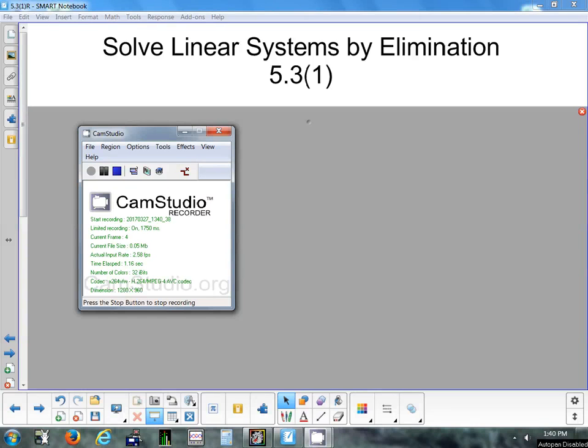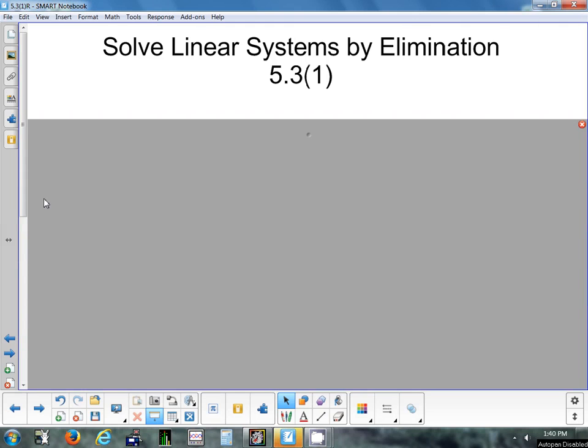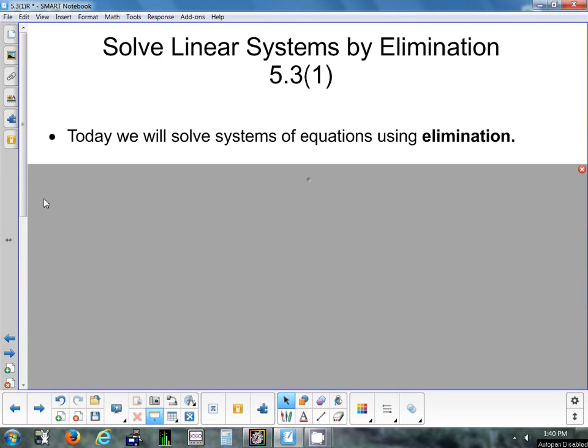All right, so Mr. Wright just went over the two methods we've already used for solving equations. What were the two methods we've already used? Shannon? Substitution, yep, and graphing. Okay, so today we're going to look at elimination.